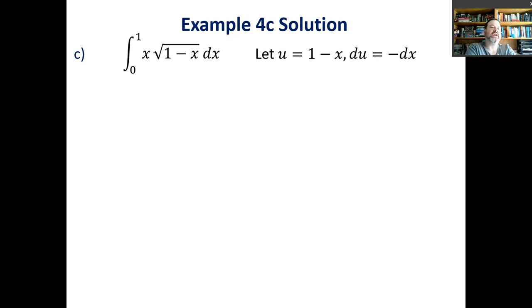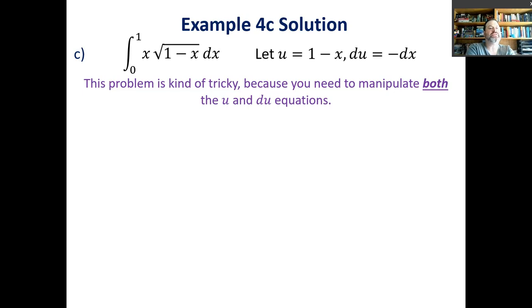But then you try to think about the substitution, and it doesn't work. There's nothing to substitute here. You've got to be clever. So I just want to point out that this is kind of a tricky problem. We're going to have to manipulate not just the du equation, we're going to have to manipulate the u equation too.